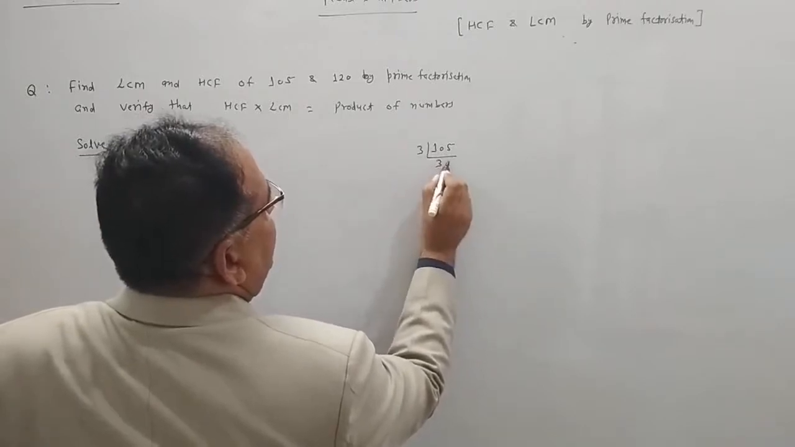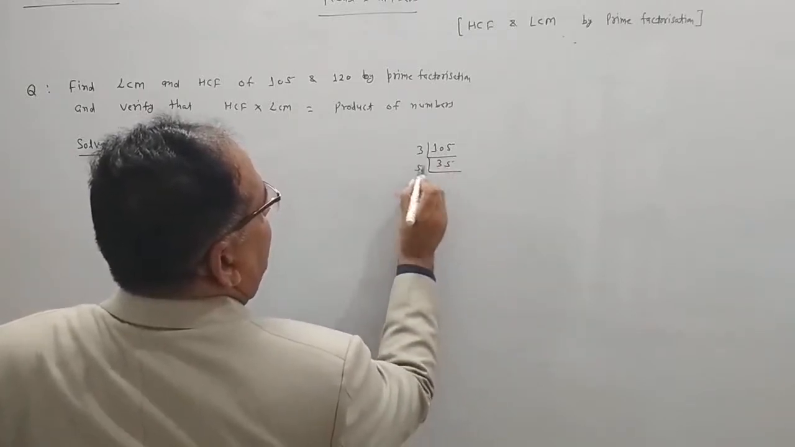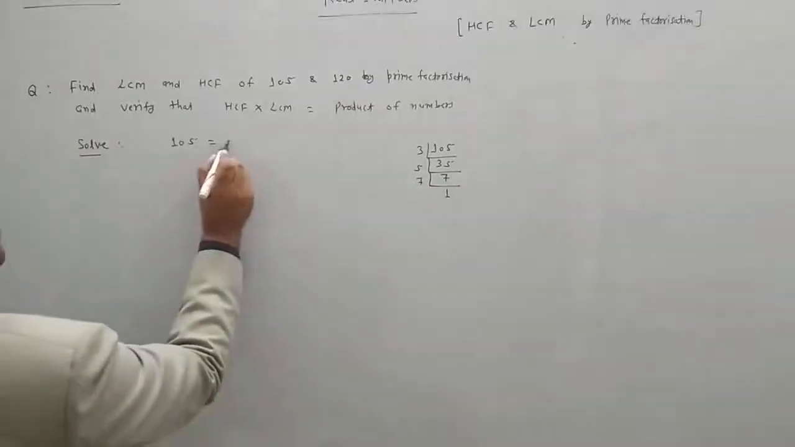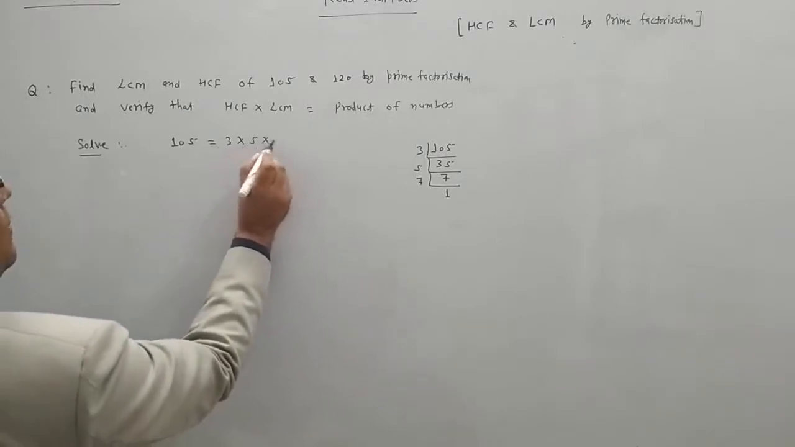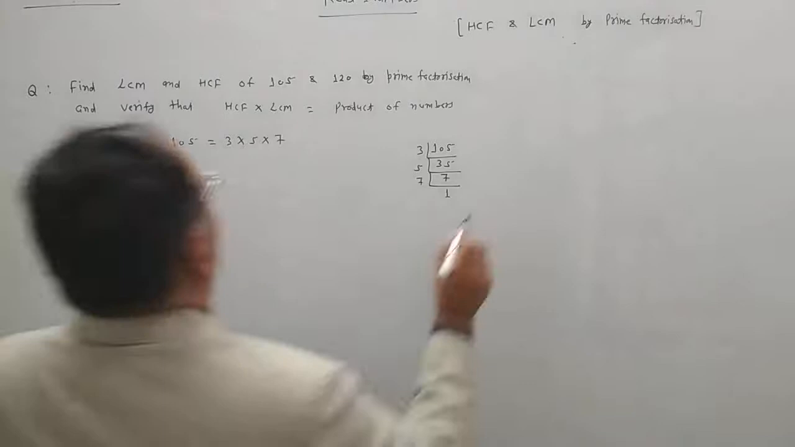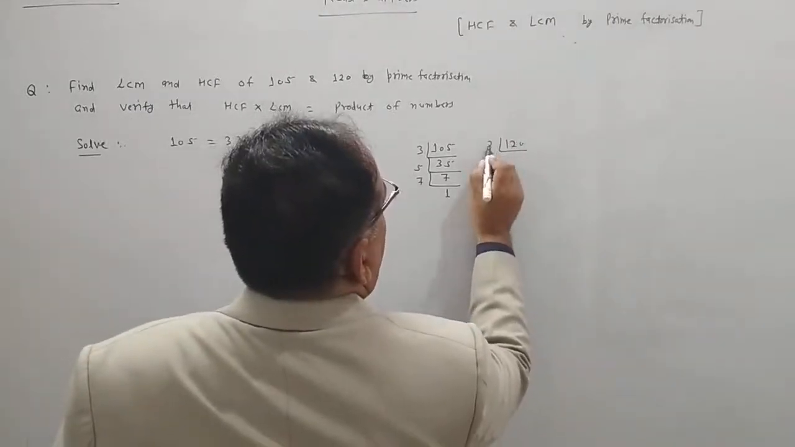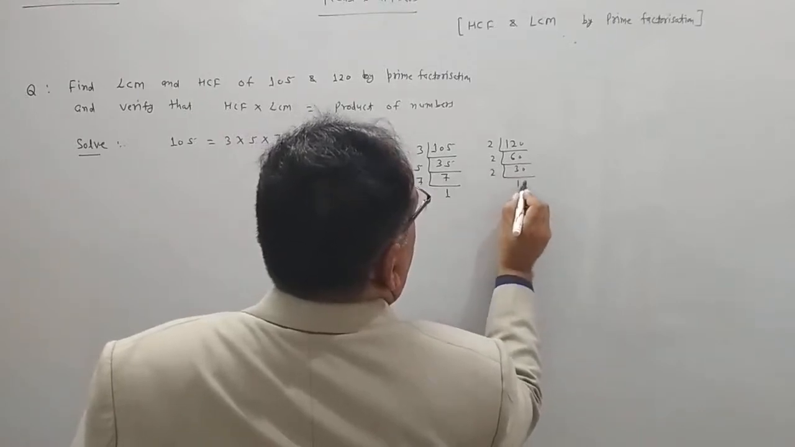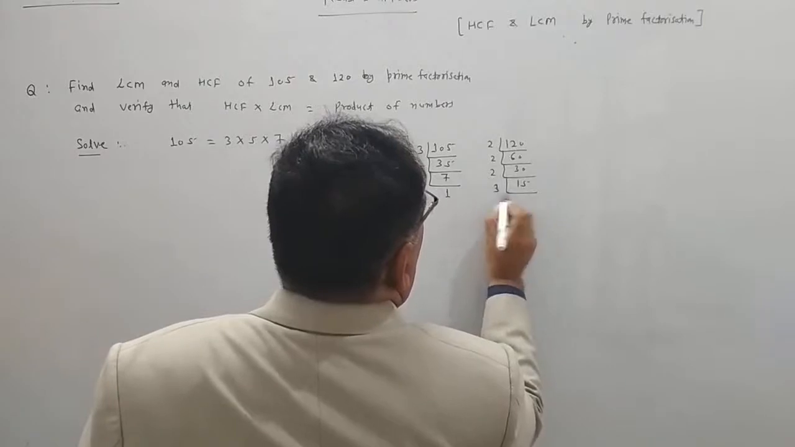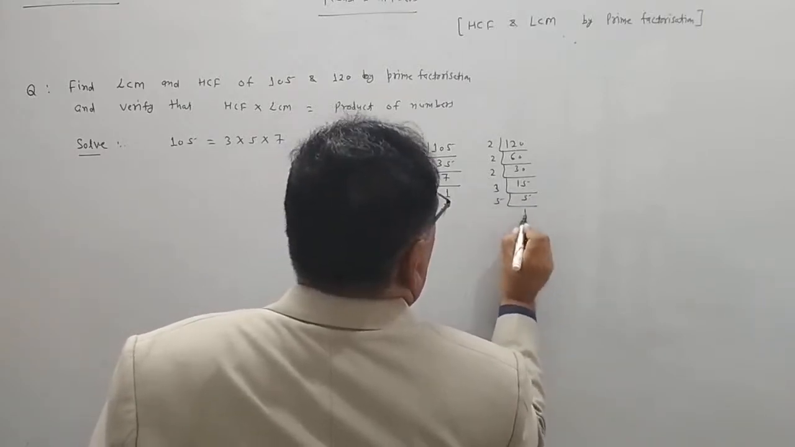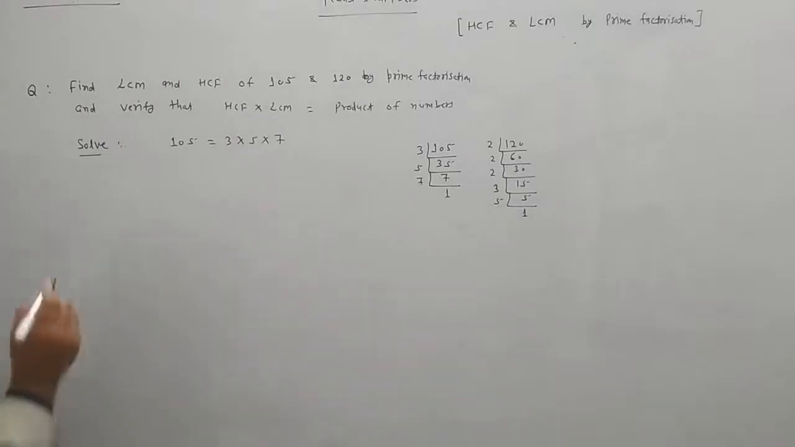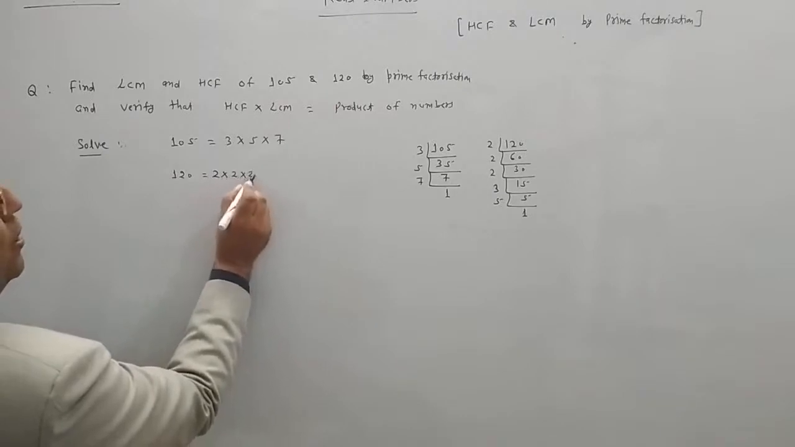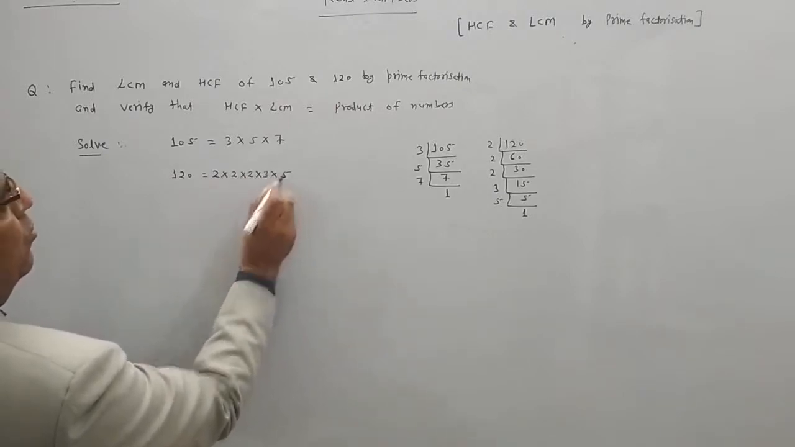3 into 3 is 9, 3 into 5 is 15. Again 5 into 7 is 35 and 7 into 1 is 7. So 105 can be reduced to 3 into 5 into 7. Similarly, 120 can be reduced: 2 into 60, 2 into 30, 2 into 15, 3 into 5, and 5 into 1. This is the prime factorization of 120. So 120 can be expressed as 2 into 2 into 2 into 3 into 5.